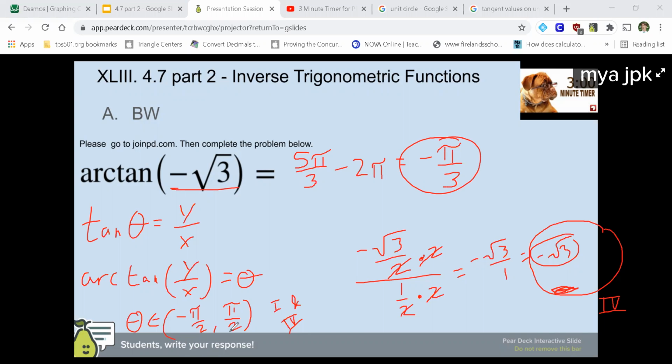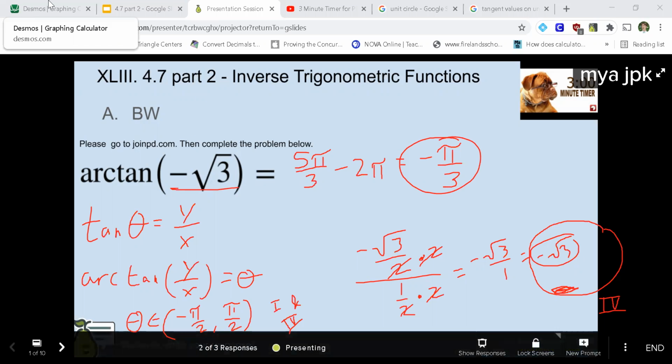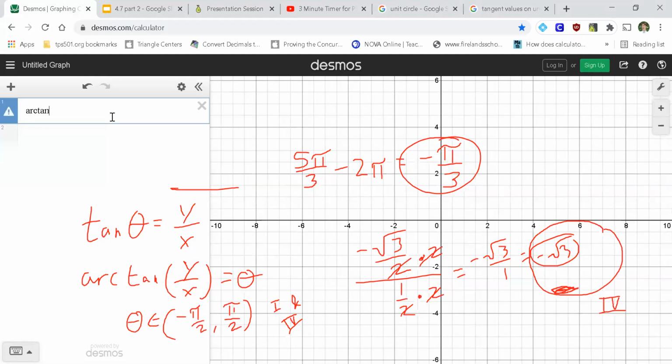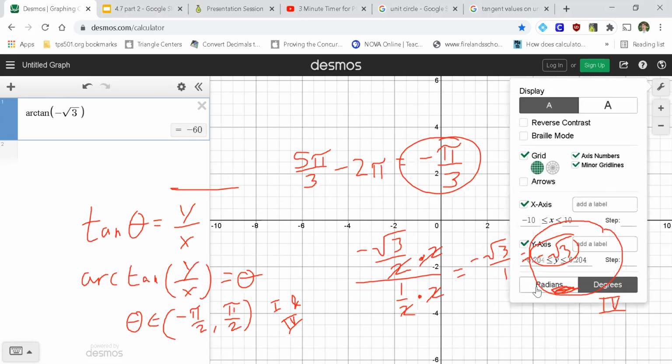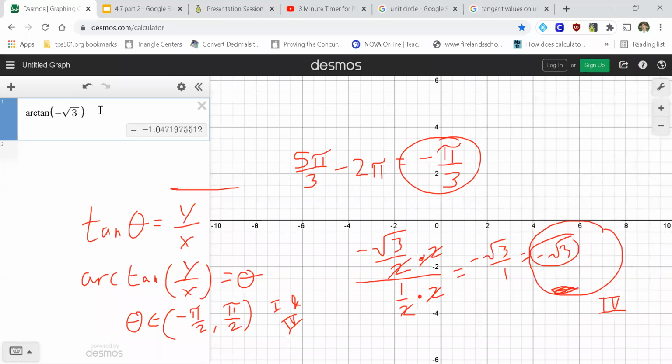All right, questions on this? Oh, and it's always not a bad idea to go ahead and verify your answer with the calculator. So according to our calculator, this arctan, oh, I need to change this back to radians. The arctan of negative square root of 3 is negative 1.047. And if you do negative pi over 3, you see that that's the same decimal.